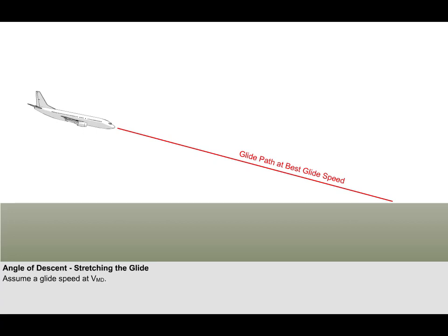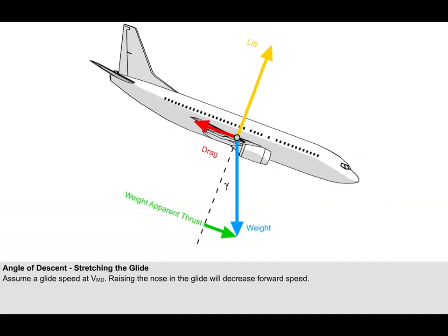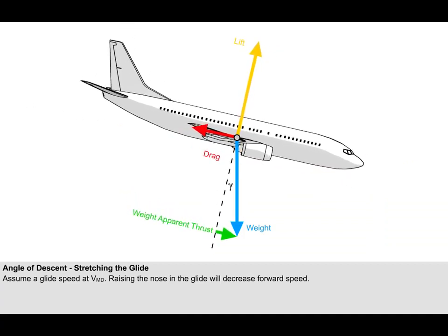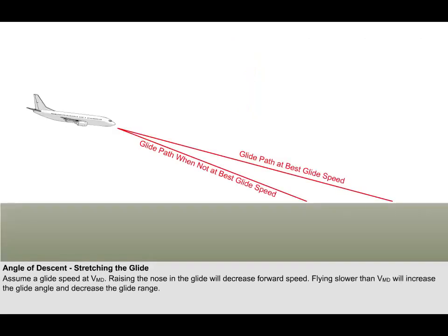Shown on screen is the angle of glide at VMD. The temptation is to raise the nose a little. This gives an impression from the cockpit that the glide is being extended. Looking at the diagram, if the nose were raised, the weight apparent thrust would decrease and the aeroplane would slow down. As a result, the aeroplane would not be flying at VMD and therefore not have the best lift-drag ratio. The result would be a steeper descent angle despite the fact that the aeroplane had a slightly higher nose attitude. Be disciplined in following the procedures for flying at the optimum glide angle as laid down by the manufacturers or the operator in the aeroplane flight manual.